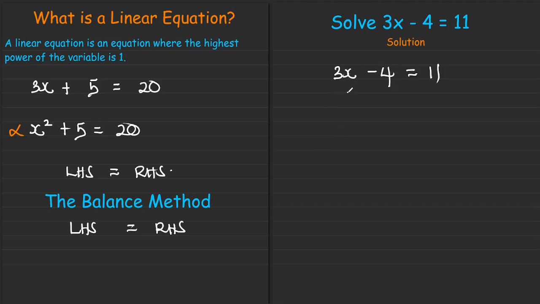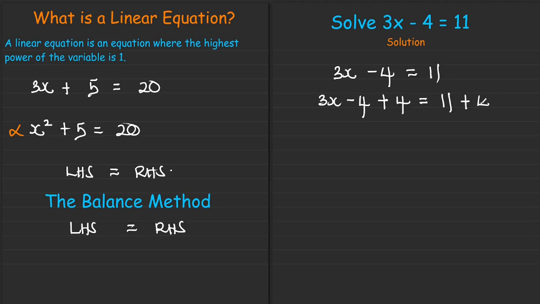The first number we can take away is what? The negative 4. So how do we neutralize negative 4? We look at the inverse of negative 4. That is a positive 4. So we would add positive 4 to the left-hand side and also add it to the right-hand side. So that we have 3x minus 4, and then we add 4, equals 11. Now, we would also have to add 4 here.